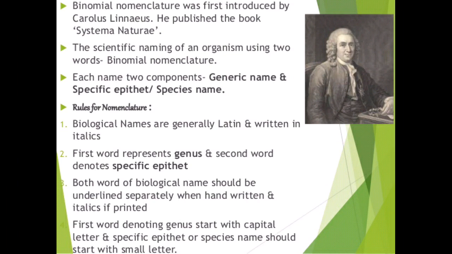Both words of a biological name should be underlined separately when handwritten, and in italics if printed. This means when you write the scientific name in your copy, it must be underlined. Then only the name will be correct. The first word, denoting the genus, starts with a capital letter, and the specific epithet or species name should start with a small letter.